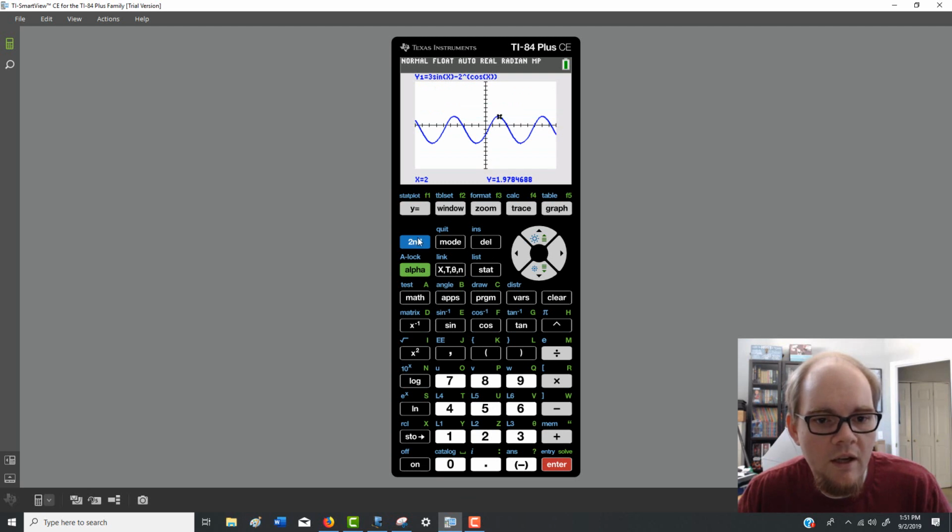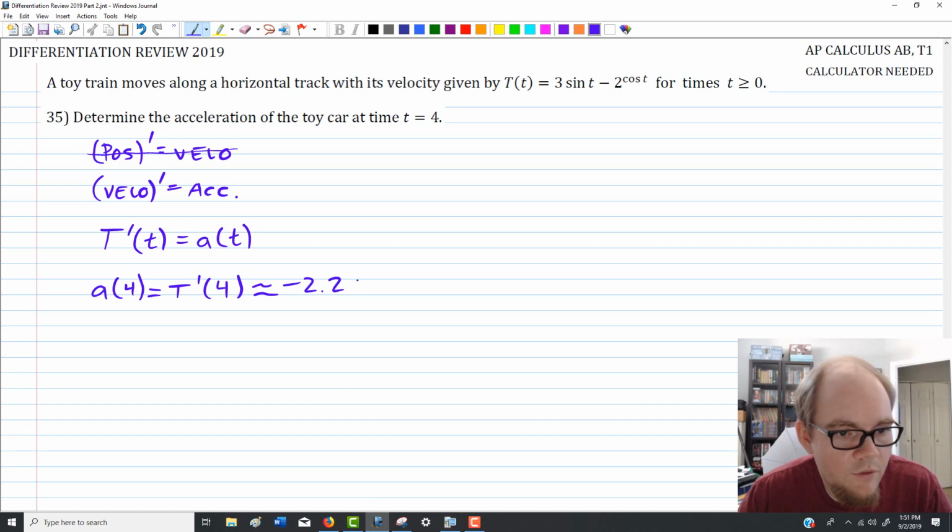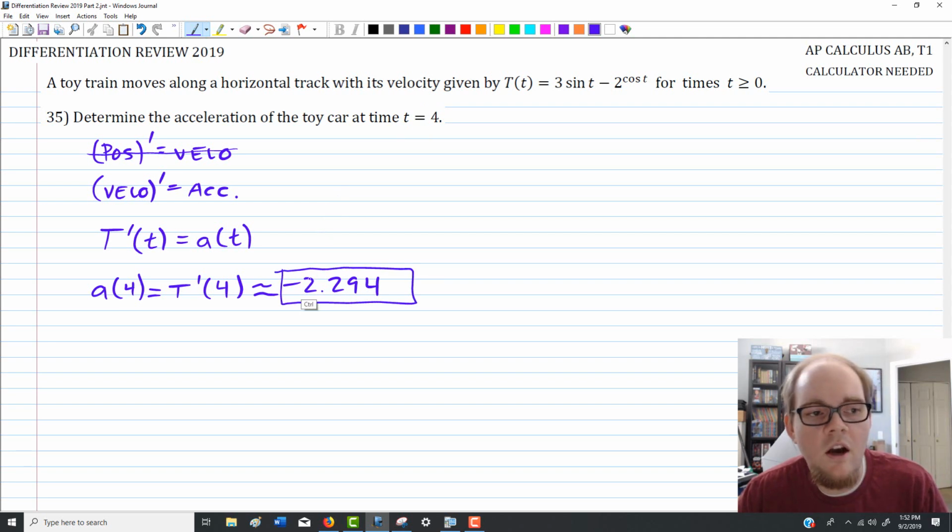In fact, it's already ready to go. We'll use the derivative button, so second trace, dy/dx. Go to x equals, oh no, we're at 4, aren't we? Nice try, I almost screwed it up. T equals 4. When we plug it in, we get negative 2.294. So negative 2.294, and it wanted the acceleration at 4. There it is. We have found it. And what this tells us is the toy train is decelerating, meaning it is quote-unquote slowing down, but there's a particular direction associated with this at this moment too. We'll talk about that later on in the course.